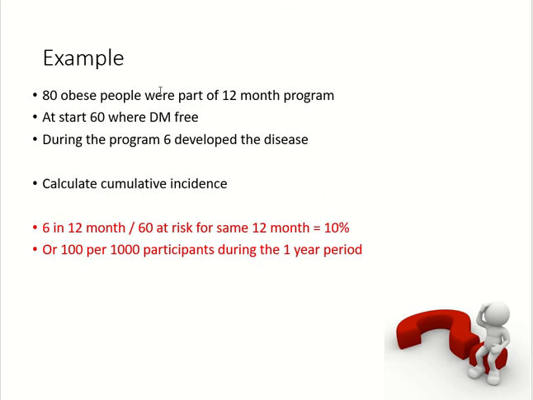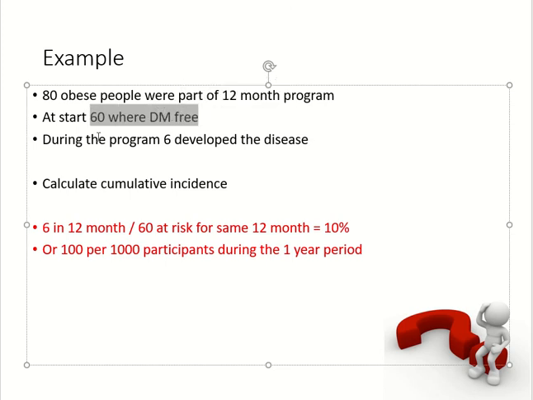Example: 80 obese people were part of a 12-month program. At the start, 60 were diabetic-free. During the program, 6 developed the disease. If we're asked to calculate the cumulative incidence, remember, you're just going to put the new cases. So in the numerator, you're just going to put the 6 that developed diabetes in this 12 months, and you're going to divide by the population at risk, meaning the 60 only, not the 80.